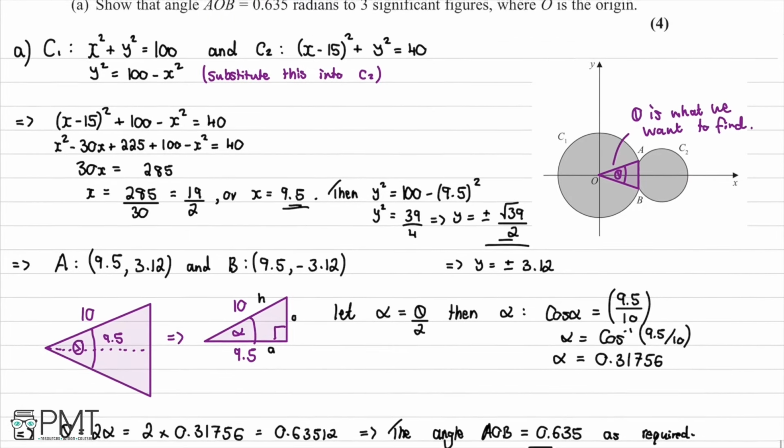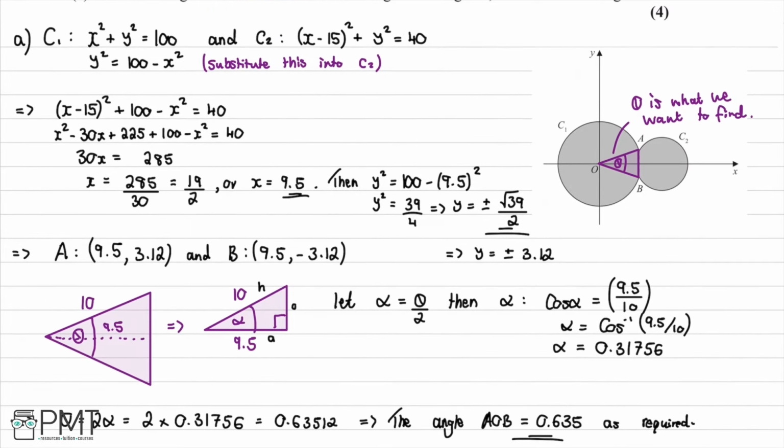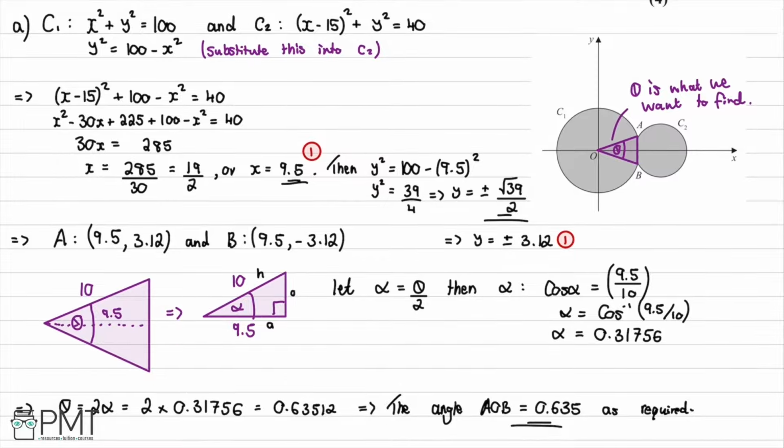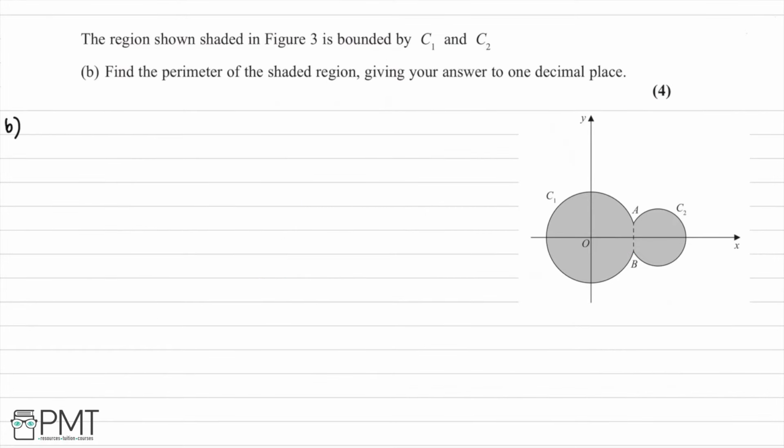It was worth 4 marks, and we received our first mark for working out the x-coordinate value just here. We then received our second mark for getting the y-coordinate. We then received our third mark for doing our trigonometry, knowing to use these triangles, and for getting the fact that alpha was going to be equal to 0.31756. And we then receive our final mark for doubling this and concluding with the required answer which the question asked for.